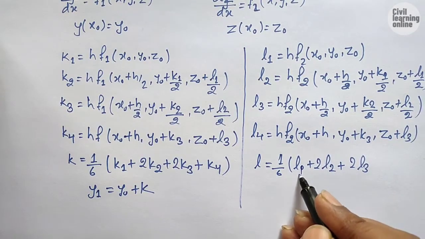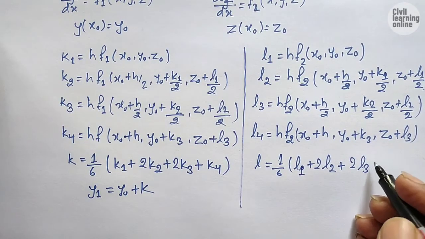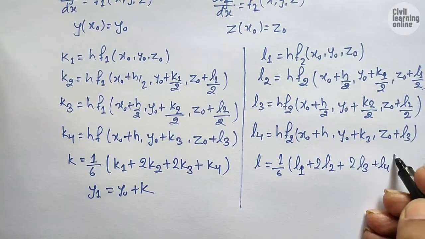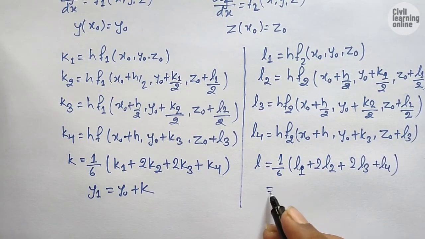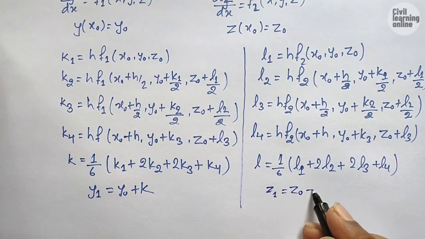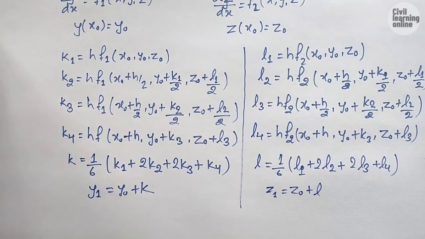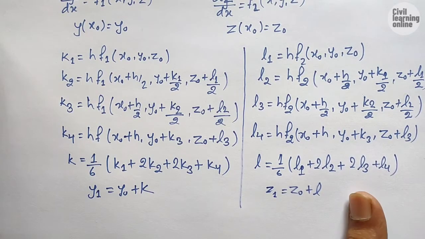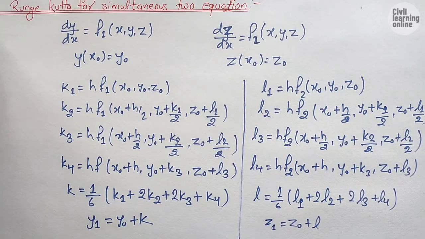This is L1 plus 2L2 plus 2L3 plus L4, and we will have Z1 equals Z naught plus L. And these are the formulas which we will be using for finding the solution of the two simultaneous equations by Runge-Kutta method. And guys, now let us solve an example based upon this method.